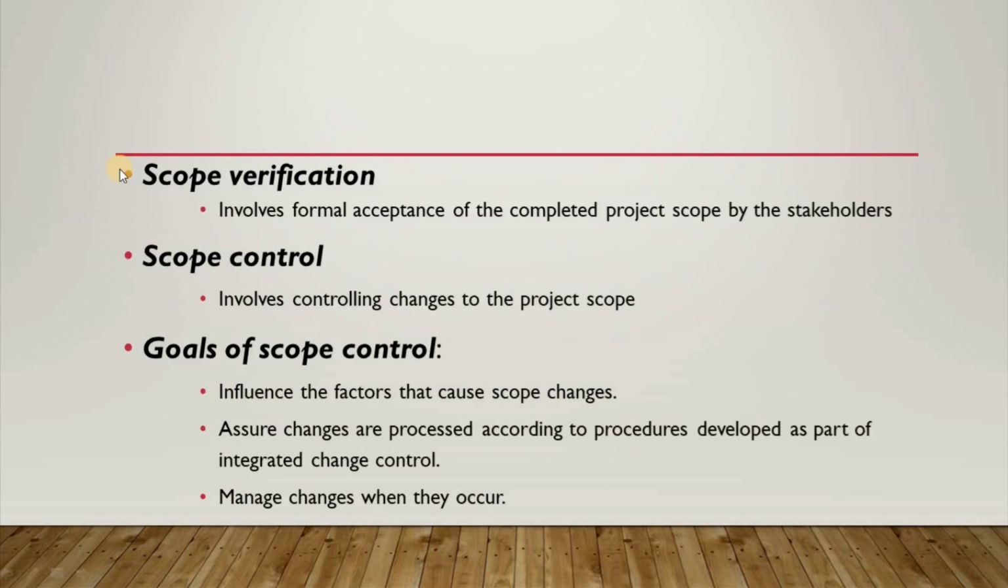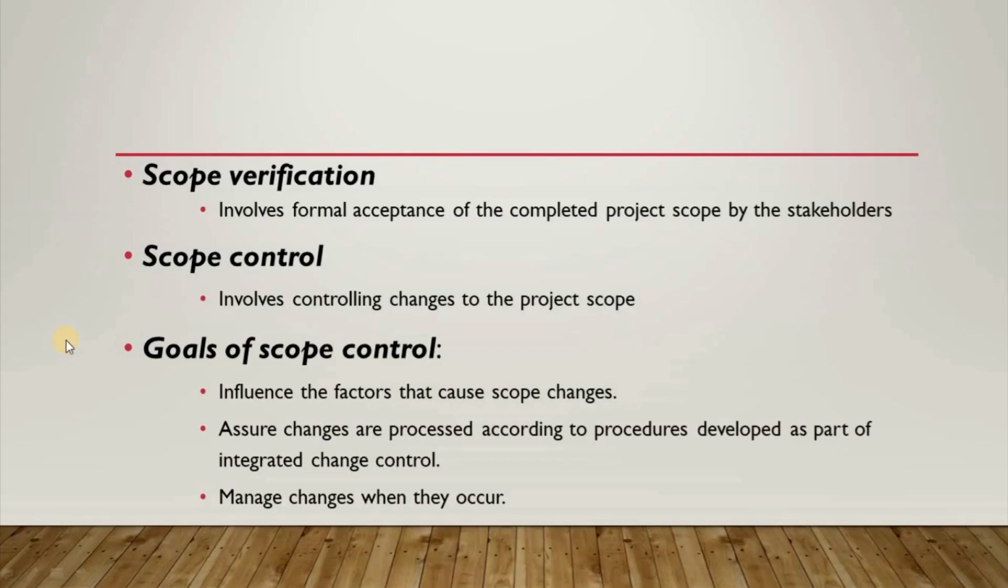Scope verification involves formal acceptance of the completed project scope by the stakeholders. Acceptance is often achieved by a customer inspection and then sign off on key deliverables. Scope control involves controlling changes to the project scope. It is the process of monitoring the status of the project and the product scope and managing changes to the scope baseline.